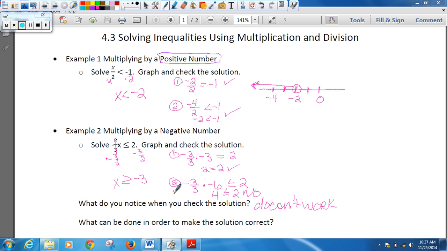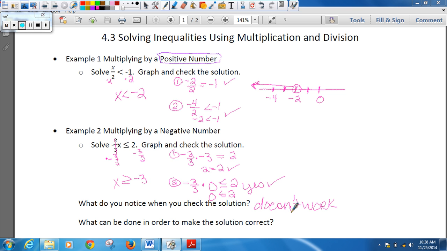So a number that is greater than negative 3, let's say we use 0. So I'm going to redo my check portion here. And I'm going to sub in 0 because 0 is greater than negative 3. Negative 2/3 times 0. Is that, oops, I got to copy the original. So when I sub it in, I copy the original. Negative 2/3 times 0 is less than or equal to 2. Is 0 less than or equal to 2? Yes. So that part now checks out.